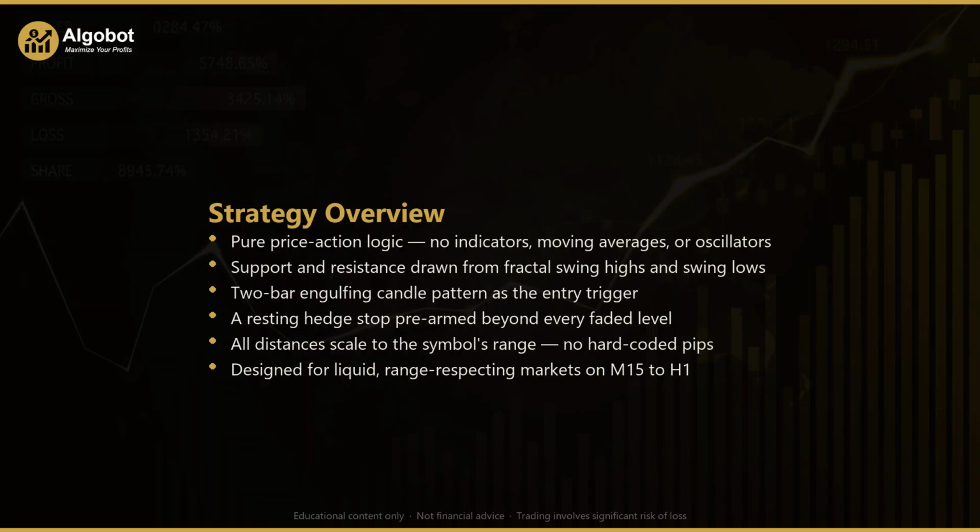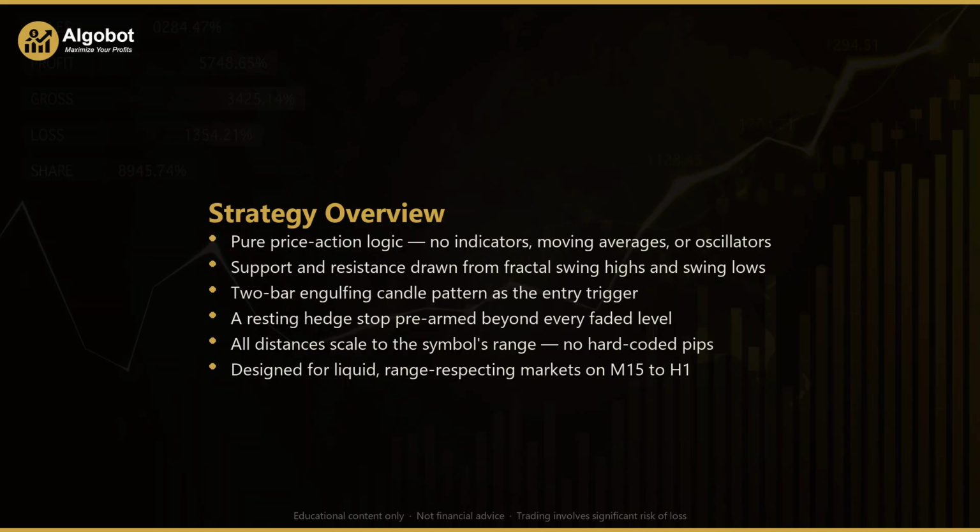It enters a fade back toward the middle of the range when an engulfing candle confirms a rejection, and at the very same moment it parks a resting stop order just beyond the level. If the level holds, the fade works toward its target and the unused hedge is simply canceled. If the level instead fails, that resting stop fills automatically, and the new position rides the break in the other direction.